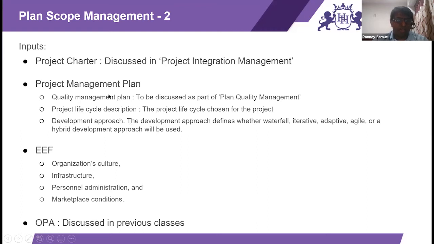Okay, so that's the reason you need the project management plan also. Enterprise environment factors: the organization's culture, the infrastructure which is available, personnel administration, how is the marketplace. OPAs we have specifically discussed with respect to planning. In planning, what sort of OPAs we have already discussed in integration management.